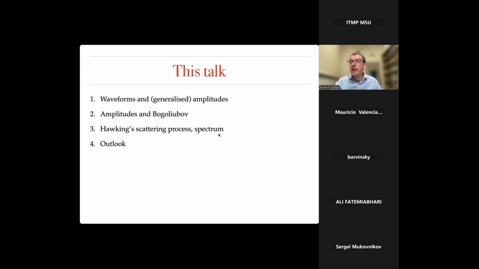So I'll explain how these Bogoliubov coefficients are connected to amplitudes. And then in the third part, I'll describe some details. So I'll recover the Hawking spectrum basically by summing a bunch of diagrams. That's the heart of what I want to tell you about. And then I'll finish with some remarks about things we might do in the future, or directions I'm interested in next.